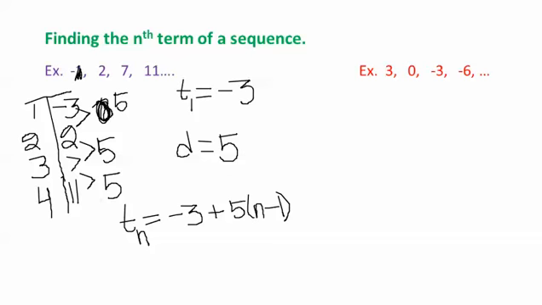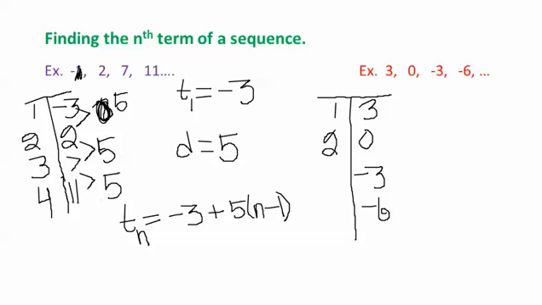Our last example on this page, again, start with a T-chart, start with your table, list your numbers, 3, 0, -3, and -6. This is my first term, my second term, my third term, my fourth term. My T sub 1 is 3. And I need to find my common difference.